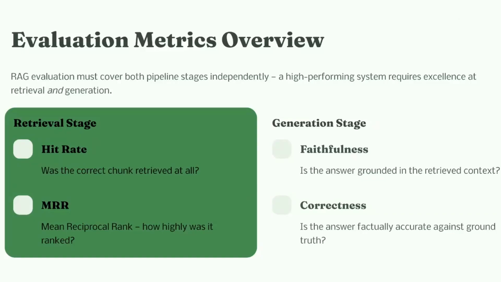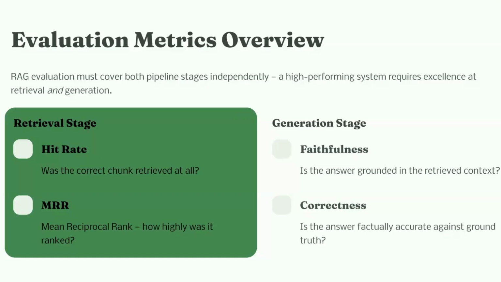Welcome back, everyone. Today we are going to learn about evaluation metrics and rank systems. We have four metrics that we are going to compare with: hit rate, MRR, faithfulness, and correctness. So, hit rate is whether the right chunk was retrieved at all or not. This is going to check how many chunks that we retrieved were right by the total number of chunks.